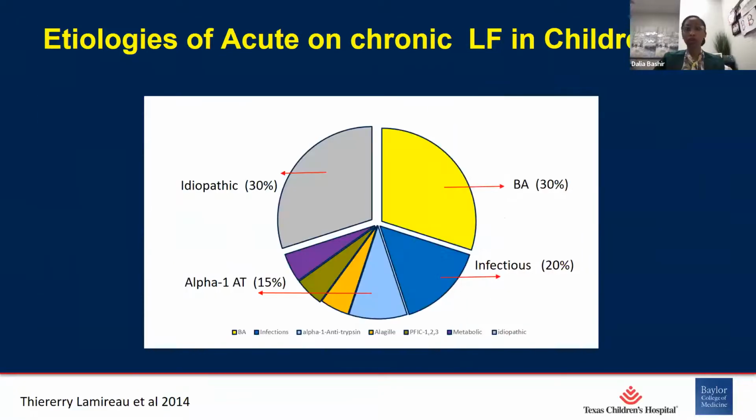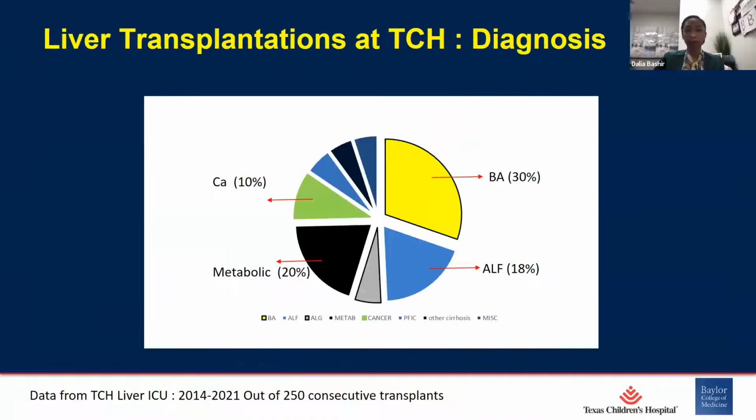For the acute on chronic patients, as you'll see here, biliary atresia and idiopathic liver failure are usually the most common cause, followed very closely by infectious etiologies and metabolic. At our institution, looking at just our liver transplanted population, the vast majority were biliary atresia, constituting about 30% of the patients, and metabolic causes follow quite closely at 20%. And then acute liver failure is about 18%.